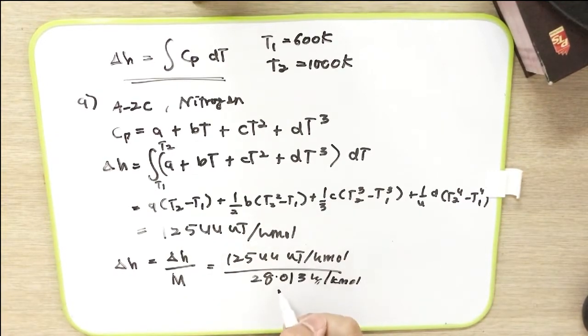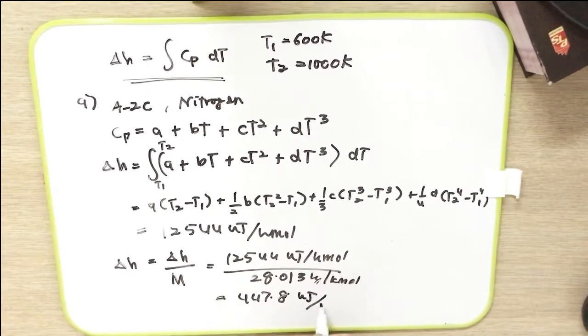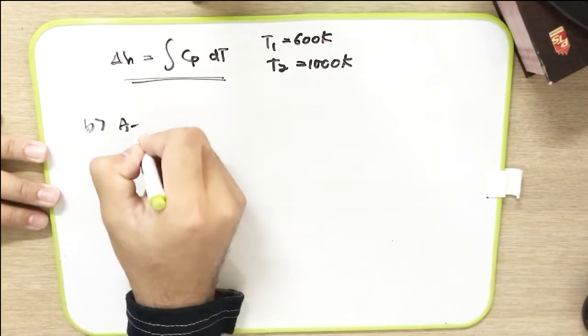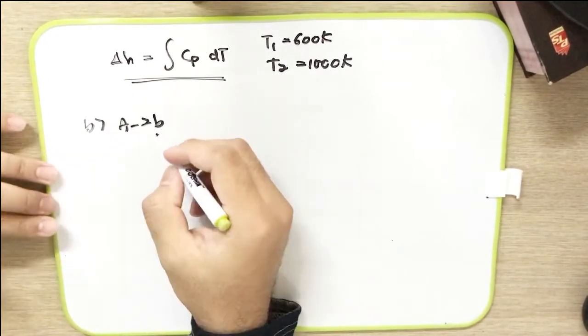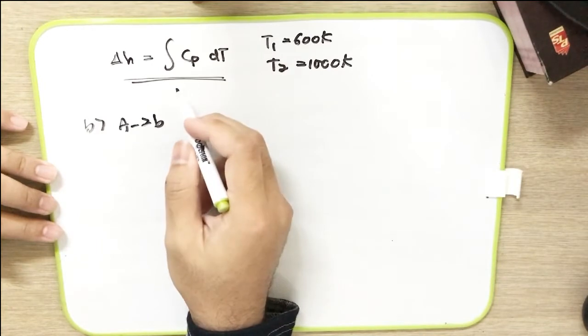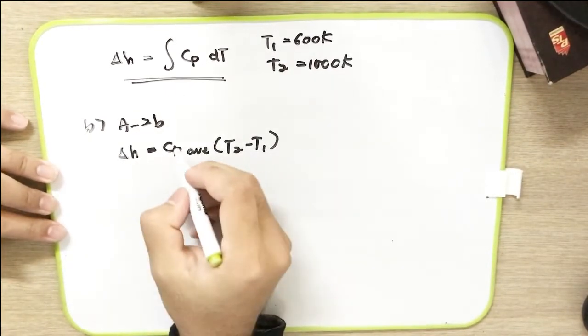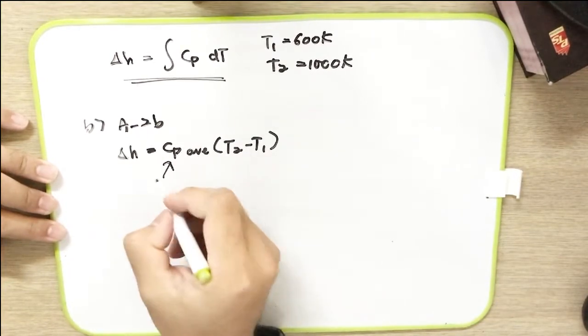And the molecular weight for nitrogen is 28.013 kg per kilomole. Then after we solve, we will get 447.8 kilojoule per kg. Next, B, we have to find by using table A-2B. But by using this table, we don't have to integrate. So we just use this equation. Just that we have to find the Cp average.